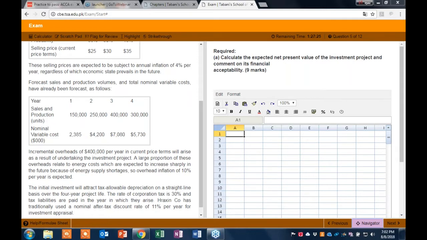So we discussed how to calculate net present value using a spreadsheet. A quick recap of what we did in the last session: we discussed how to calculate tax benefits on capital allowance and balancing allowances. We also discussed how to calculate working capital and how to incorporate inflation into our investment appraisal questions.